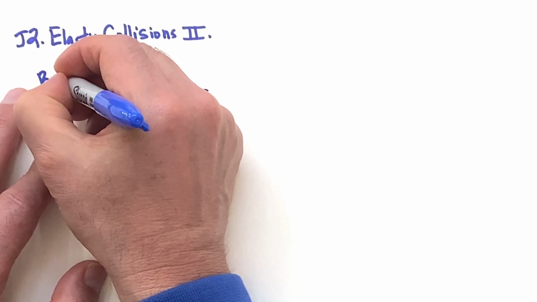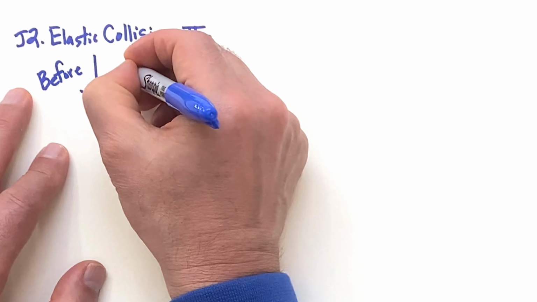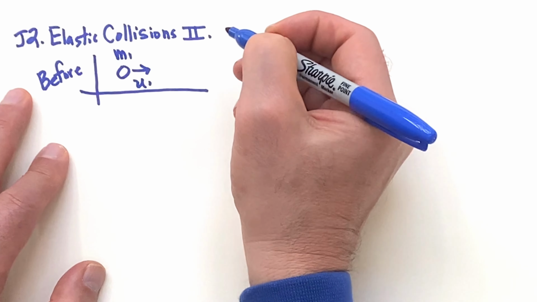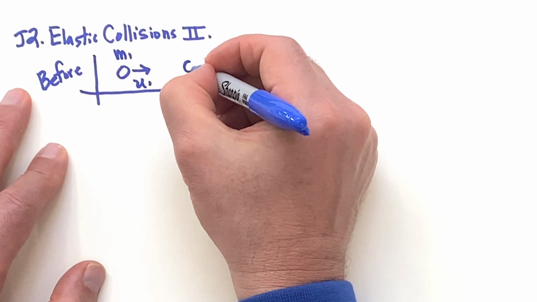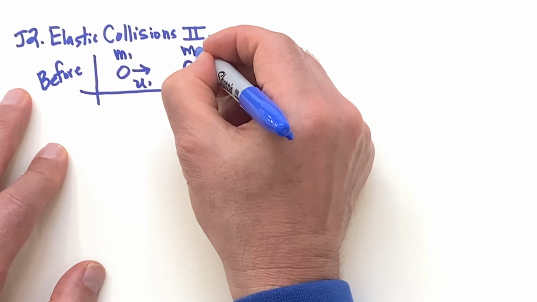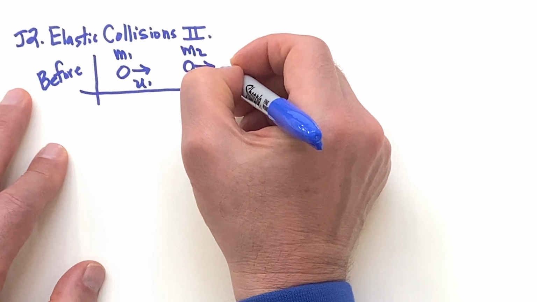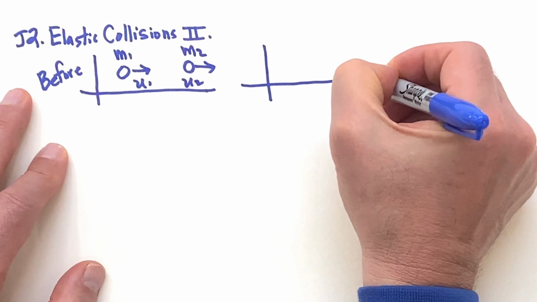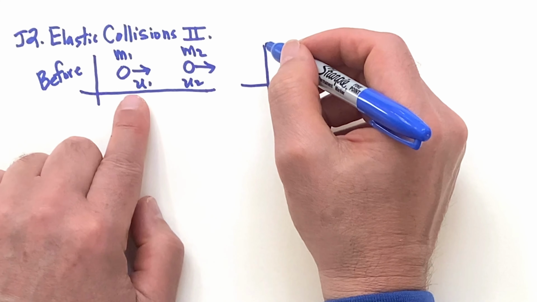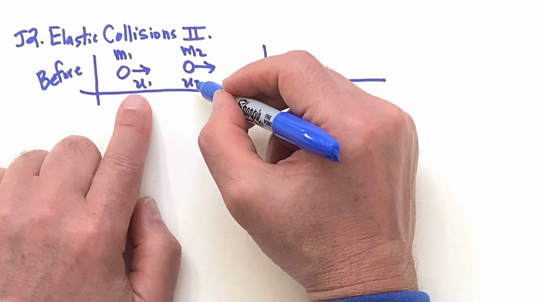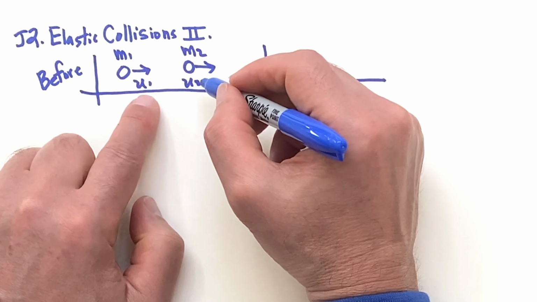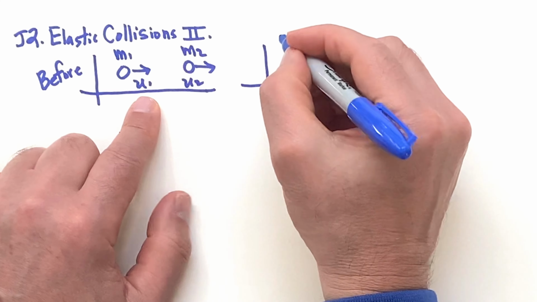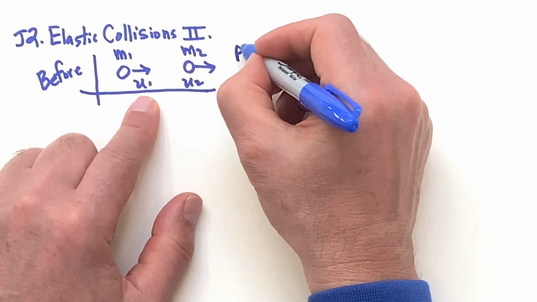where before we have M1 moving to the right at speed U1, and then we have mass 2 moving to the right at U2. Now for a collision to take place, U1 has to be faster than U2 or greater so you can catch up to the other ball, or U2 here can be negative and it's going to the left. So either of those cases would work.